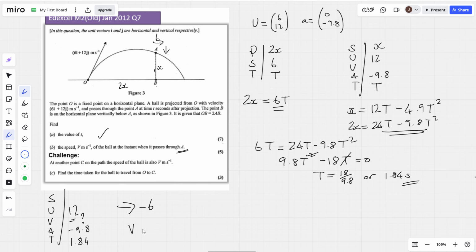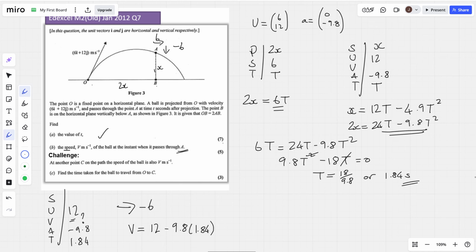Yeah. So I'm going to just do U, what do I want to do here? U plus AT. So I'm just going to write the calculation there just so you can follow if you want to see where that's come from. So if I do that, I get minus 6. So at that point, it's going across as quickly as it's going down.